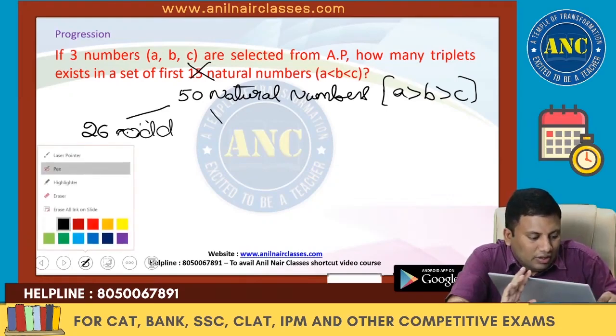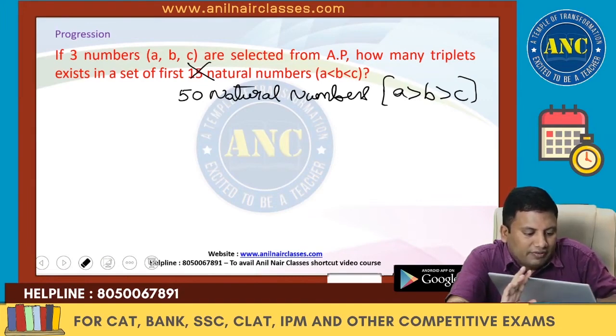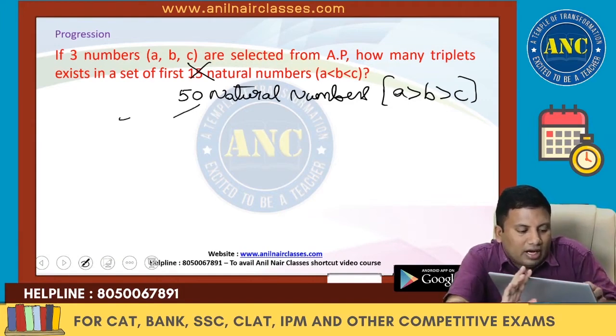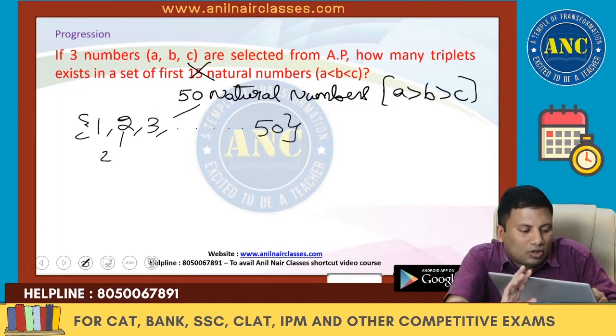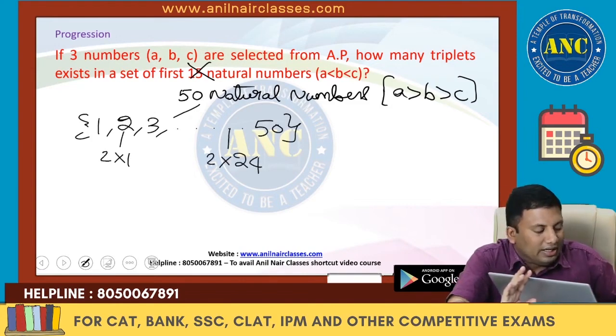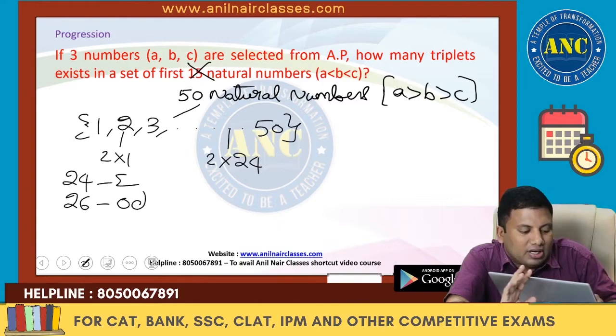Now what you will do is, we will erase it here. We took 50. Just give me 1 minute, sir. Pen is not writing. There are 50 means 1, 2, 3 and so on up to 50. So these 2 1s are 2, 2 24s are 48. So totally it is 24 even numbers I will get, and 26 odd numbers I will get.